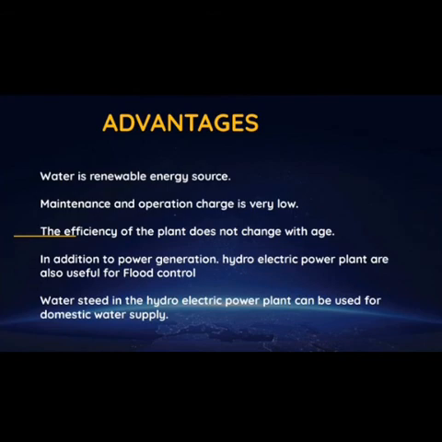And next, low head power plant. Head of water ranges from 1.5 to 80 meters. The turbine used in such plants is Kaplan turbine and Francis turbine. So next, advantages of hydropower plant. So first, water is a reserve energy source. Maintenance and operating charges are very low.